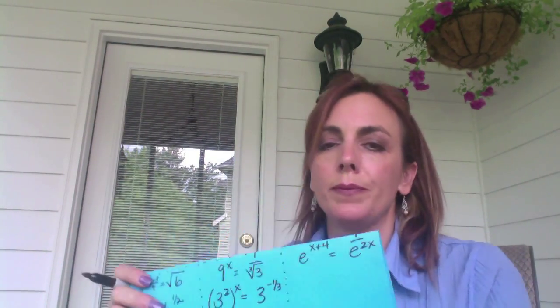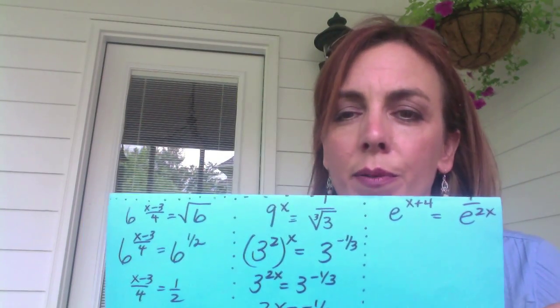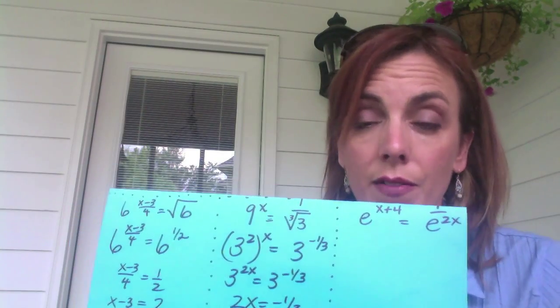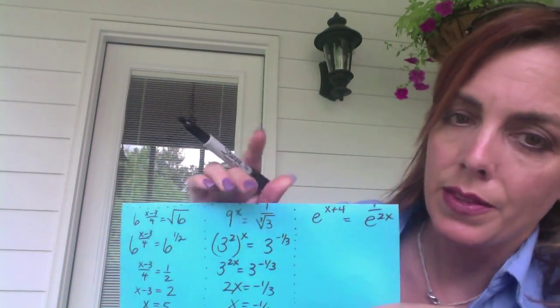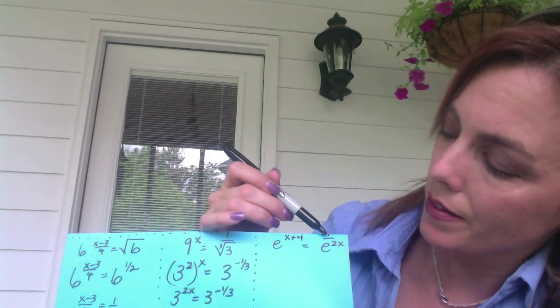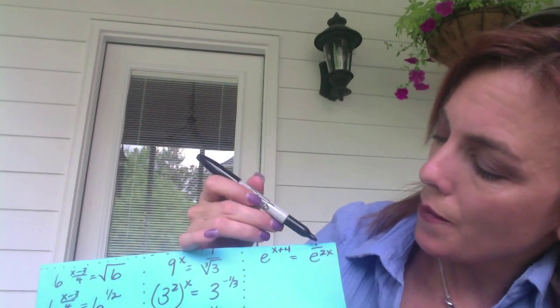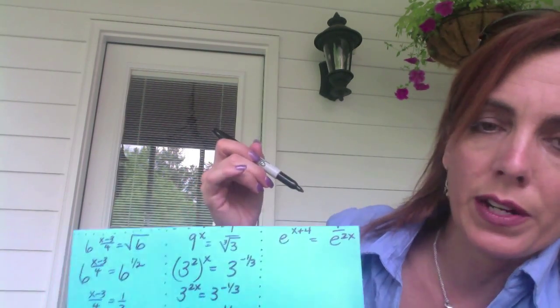All right, last one. Well, we're done with this video. e to the x plus 4 is equal to 1 over e to the 2x. Well, obviously our base is e. But we want to write this right-hand side of the equation as just e to something, not 1 over e to the something.